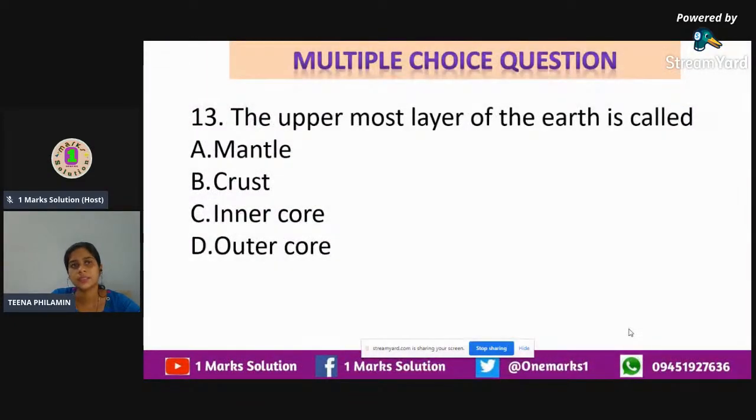The next question is, the uppermost layer of the earth is called what? We know that Earth has four layers: inner core, outer core, mantle, and crust. The inner core is the innermost part. Above that, the outer core is lying, and above that, the mantle, and the uppermost part of the Earth we call the crust. The answer is crust.